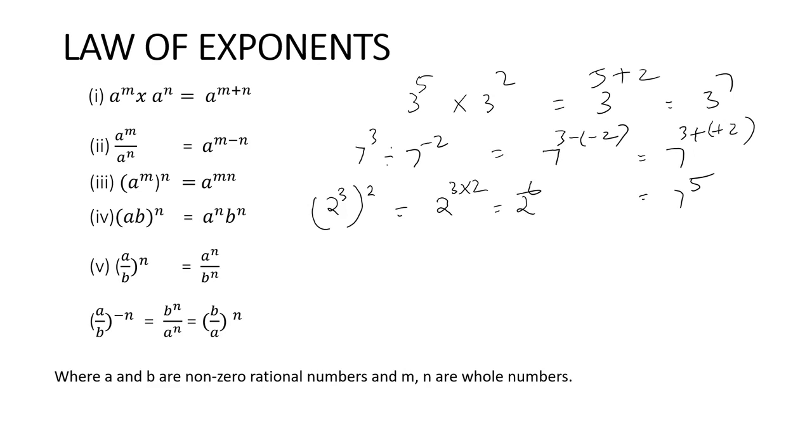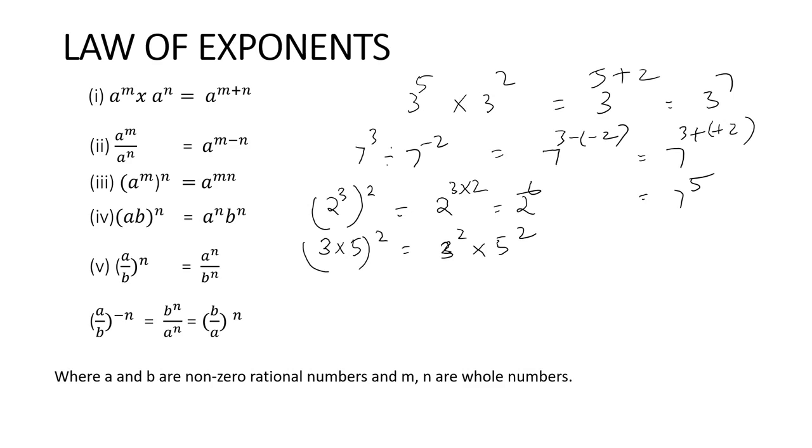And next one is ab the whole raised to n. For example, suppose they have given you 3 into 5 the whole raised to 2. That means both the numbers should be written as 3 square into 5 square.